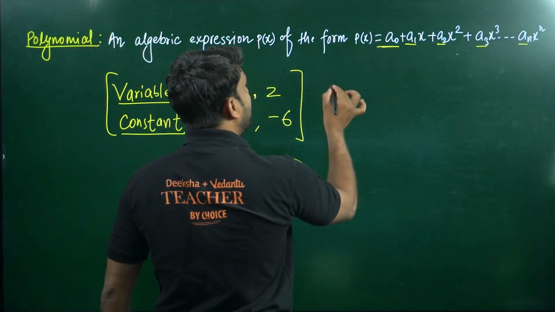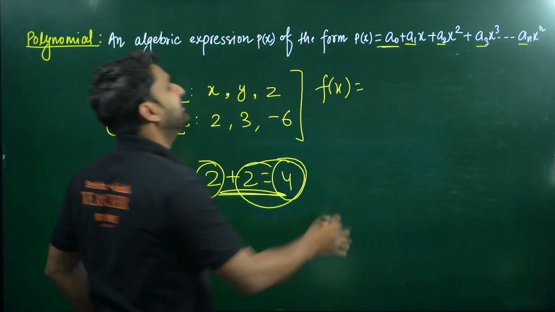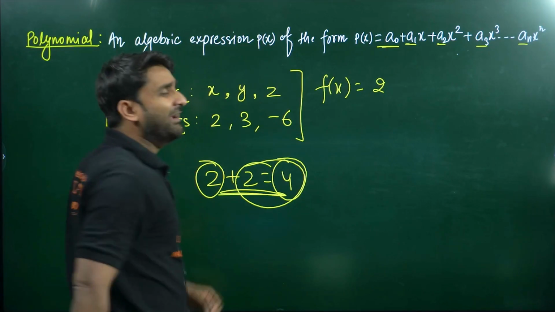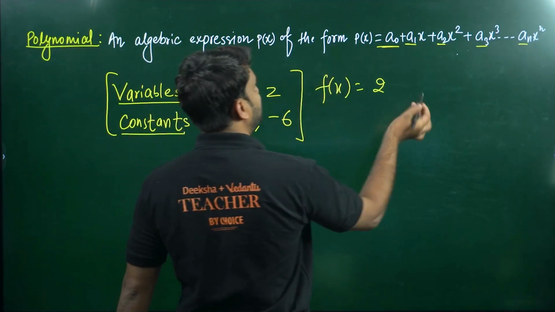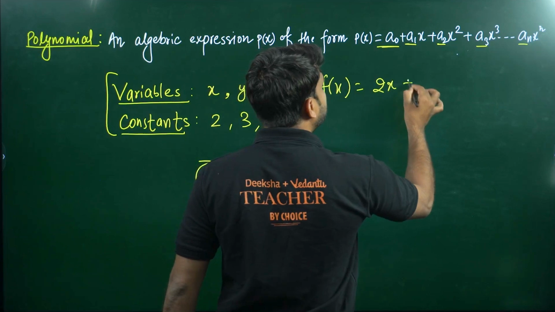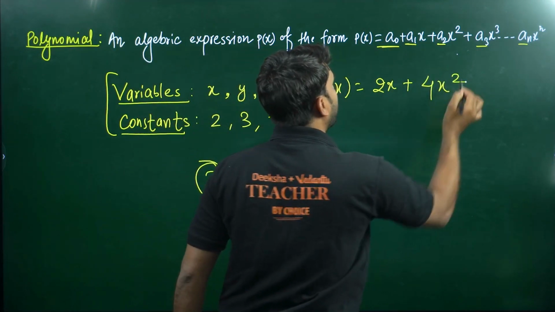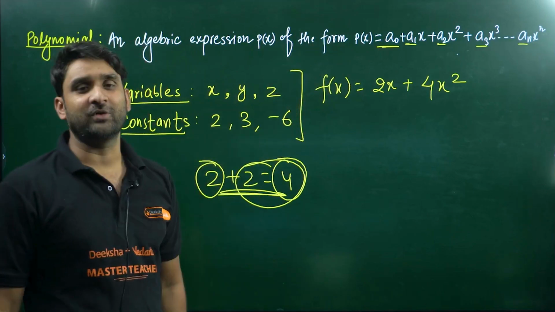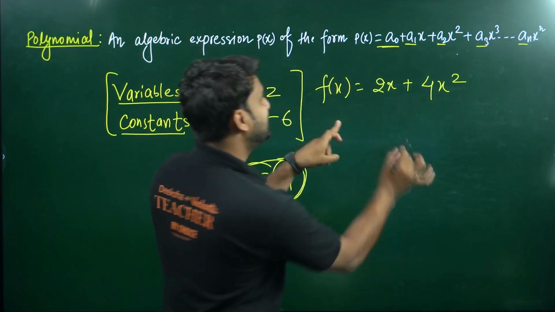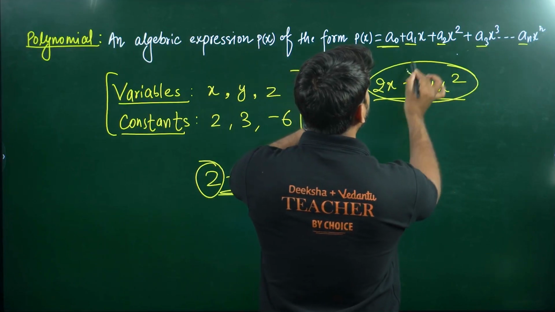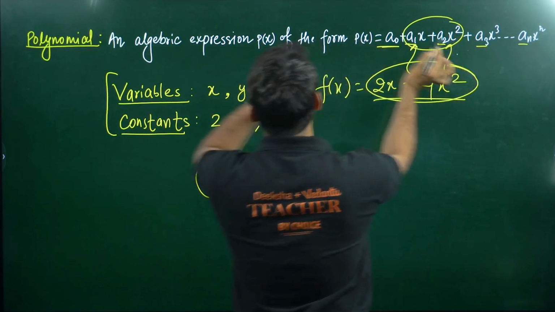So we can write a polynomial f(x), and I'm taking a constant here, let's say 2, and I'm taking one variable. You can take any variable, x, y or z, you can take anything. So I'm choosing x here: 2x plus, now I'm taking one more term, 4x square. So 2x plus 4x square. This will be a polynomial, because it follows this format. Can you see here, 2x and 4x square? Combining these two will form a polynomial.